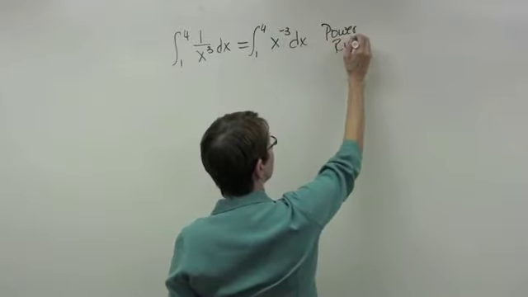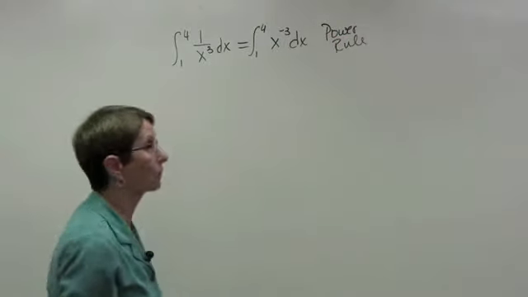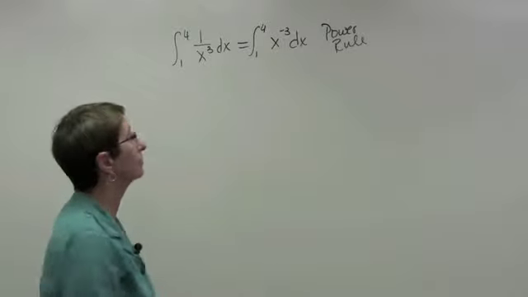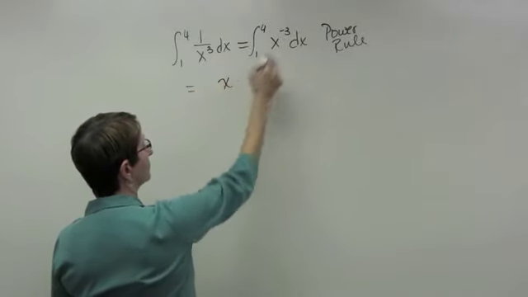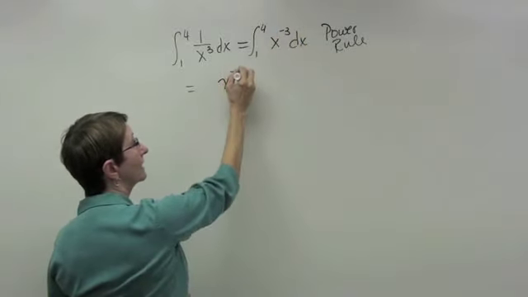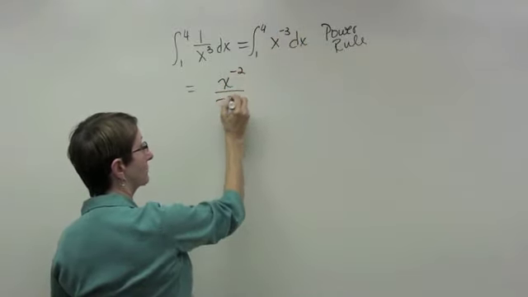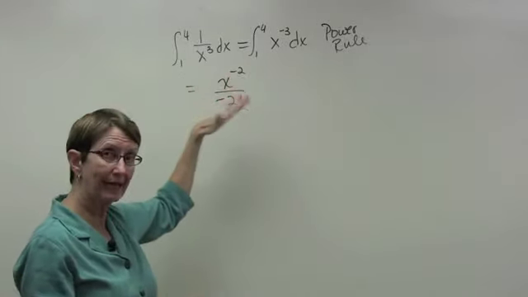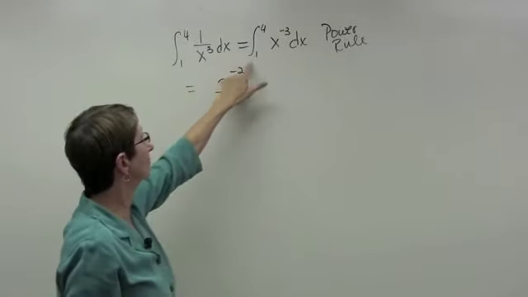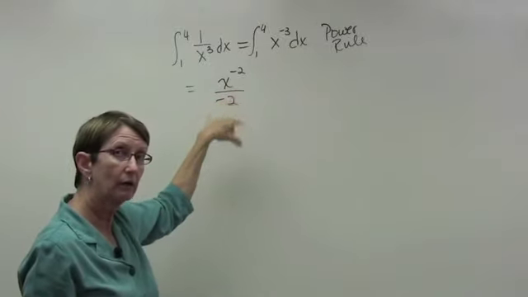So you look back at your list of integrals in case you've forgotten what they were, and you use the power rule to evaluate it. X to the negative 3 add 1 gives you x to the negative 2 over negative 2. So I have found my capital F of x. I have found an antiderivative. And notice that the integral sign and the dx are gone now.